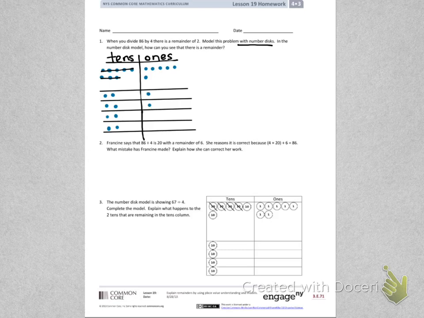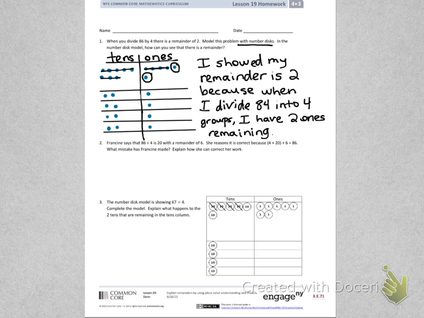1, 2, 3, 4. But I have 2 left over, and those won't go into 4 groups. So I'm going to cross out the 4 that I worked with, and I have 2 remaining. So we just modeled that there's a remainder of 2. So now we can go ahead and write up our sentence. And that sentence might look like this. I showed my remainder is 2 because when I divide 86 into 4 groups, I have 2 ones remaining.